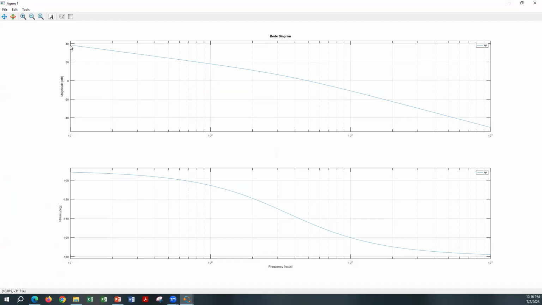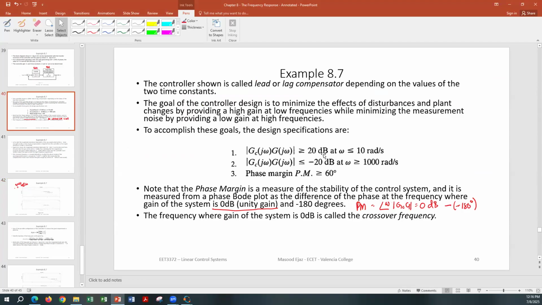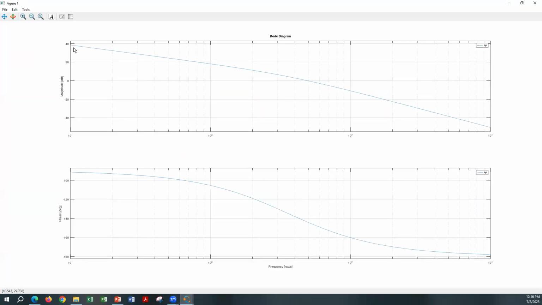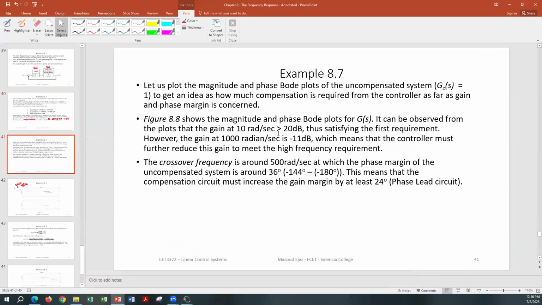So at 10 radian per second, your gain value is, of course, greater than 20 decibel, which was the first design parameter that was given to us. Greater than 20 decibel for less than or equal to 10 radian per second. This is 10. So it's greater than 20. That's what I wrote down here. That satisfies the first requirement already.